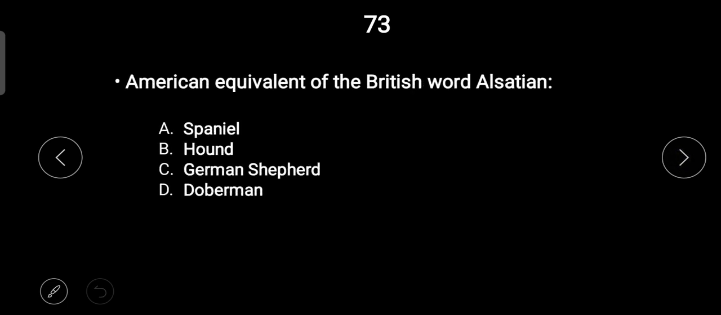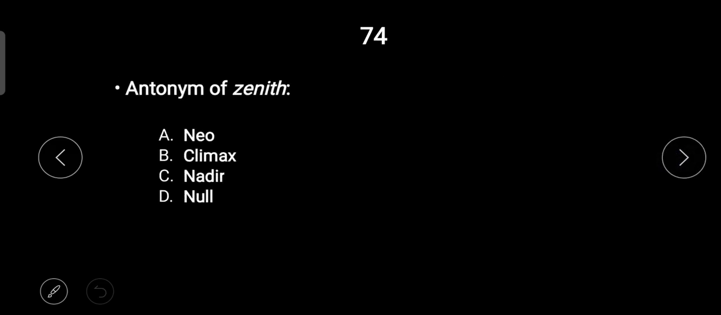73. American equivalent of the British word Alsatian. The equivalent word is German Shepherd. That is the American equivalent of the British word Alsatian. It's a large dog, used for police work, for example. And the next question, also vocabulary related: antonym of zenith.